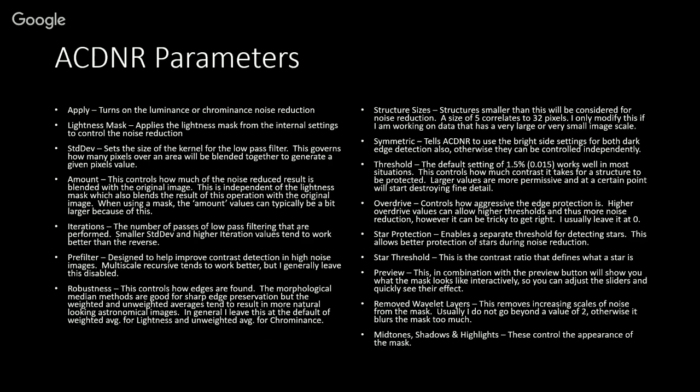Amount is essentially a blending of the output result with the original. You can decrease that to get some blend of the original, slightly noisy image with the noise-reduced image. This can be very effective in allowing some of the noise through, because you don't want to absolutely kill the noise, you just want to reduce it.